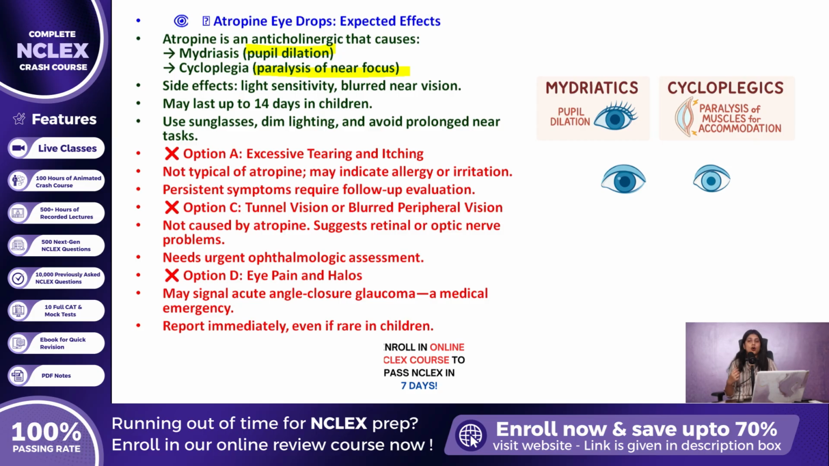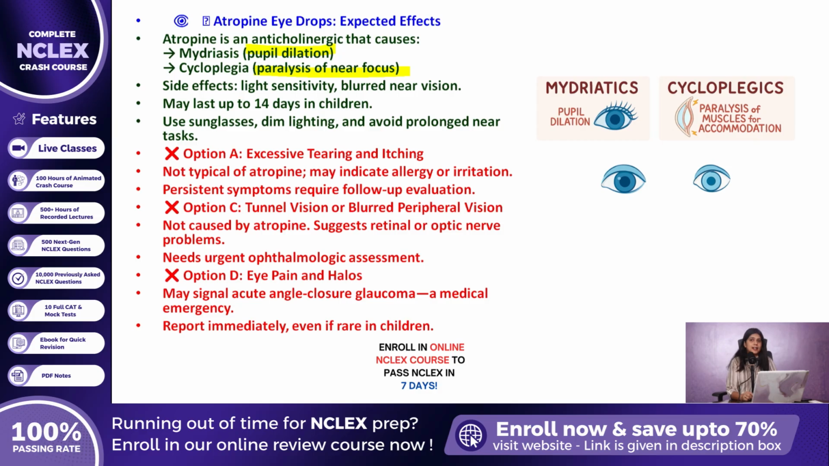For NCLEX, always recognize that photophobia and near-vision difficulty are common, manageable side effects of cycloplegic medications like atropine, while anything involving pain, peripheral vision changes, or allergic symptoms deserves further evaluation.